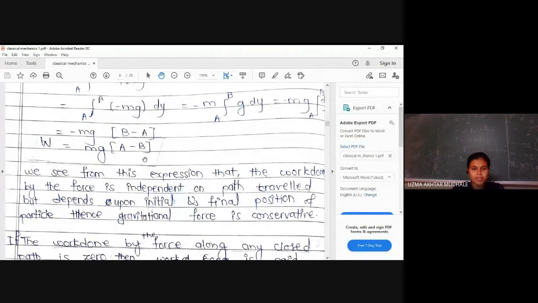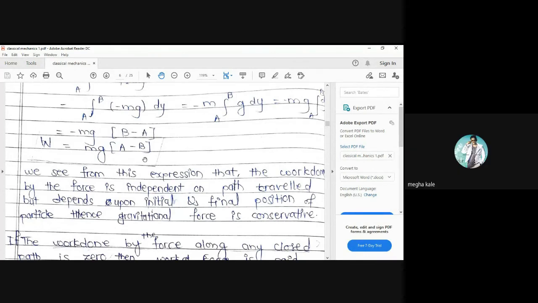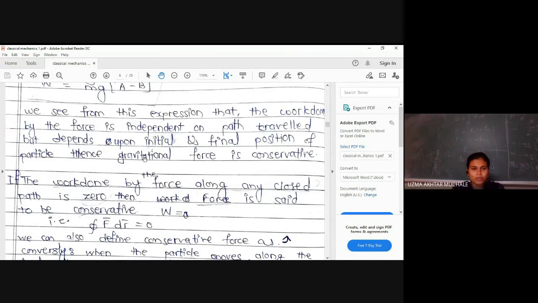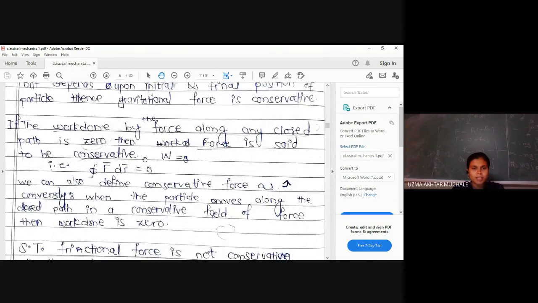Okay, have you understood this? Yes, ma'am. Okay, let us go for the definition. That is, if the work done by the force along any closed path is zero, then we say that the force is said to be a conservative field of force. Okay, what is the meaning of this? Work done by the force along a closed path. If it is a closed path, what is the meaning?